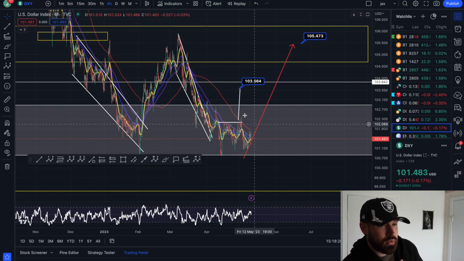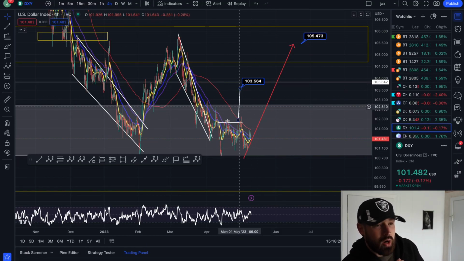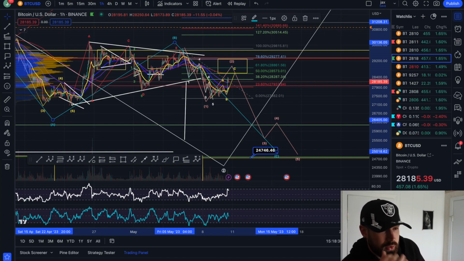DXY, I still think is going to break out, at least to 103, possibly 105, and that's when you'll see Bitcoin come down to 25K. That's what I think is likely.